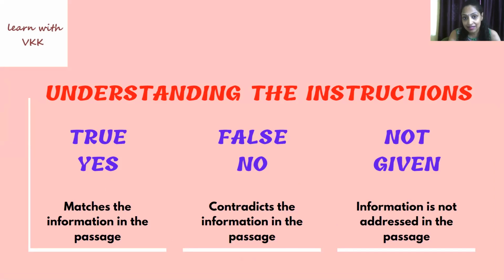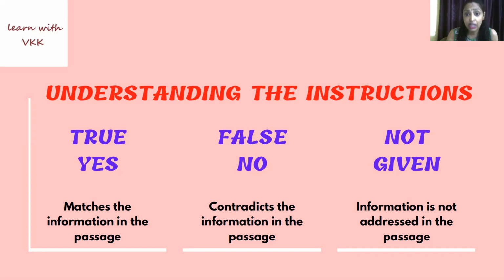Primarily, we'll get statements from the passage or from the information that you have read, and you would be asked if the statement can be marked true, false, yes, no, or not given. So what does it actually mean? If the statement given to you is completely in accordance with what the writer says in the passage, we call it a yes or a true. That means the meaning matches. So if the meaning matches 100%, we call it a true or a yes.